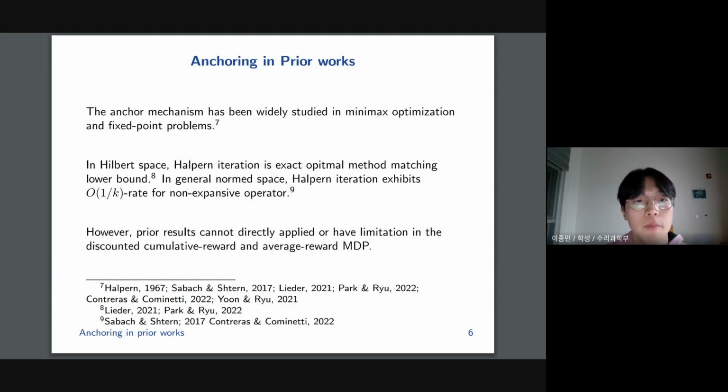And this anchor mechanism has been widely studied in minimax optimization and fixed point problems. Specifically in Hilbert space, it was known that Halpern iteration is an exact optimal method matching the lower bound. Here the lower bound can be constructed in the framework of information-based complexity, but I will mention this later. And in general normed spaces, it was known that Halpern iteration exhibits a 1/k rate for any non-expansive operator. And these are indeed intriguing results.